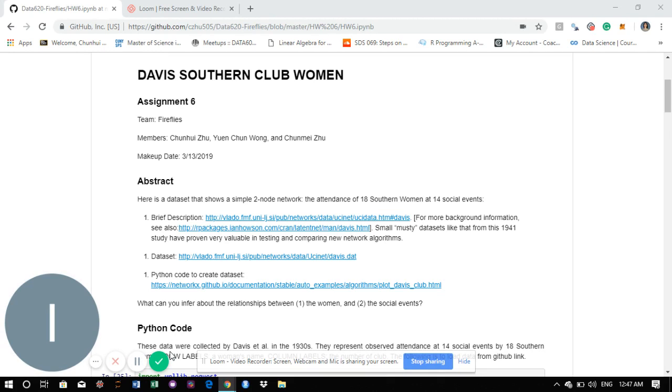This is homework assignment 6. We are assigned to analyze the Davis Southern Women dataset. This dataset shows a simple two-mode network, which includes the attendance of 18 women at 14 social events.